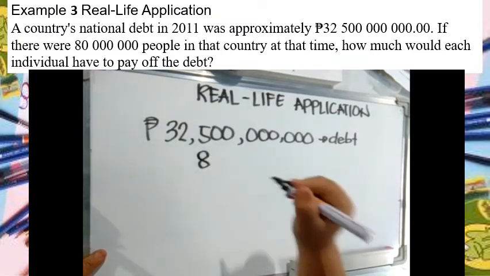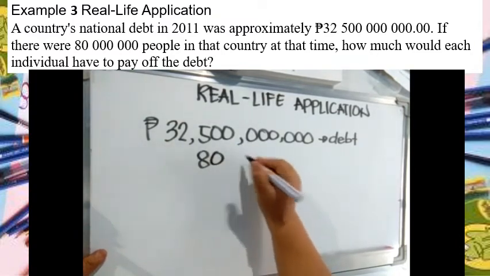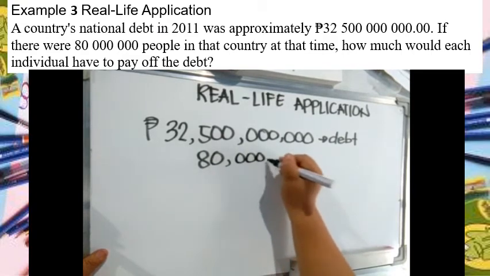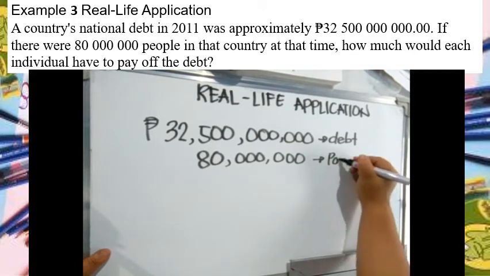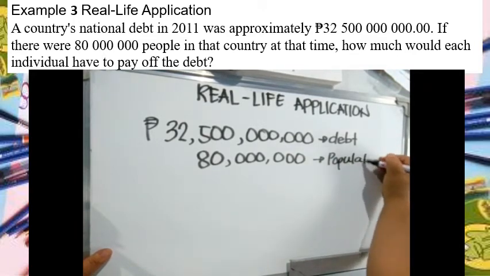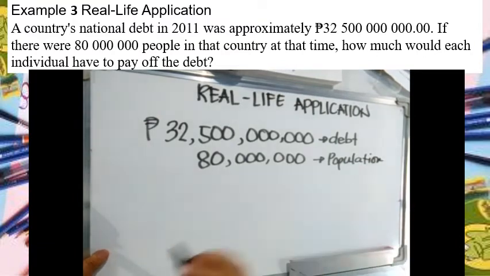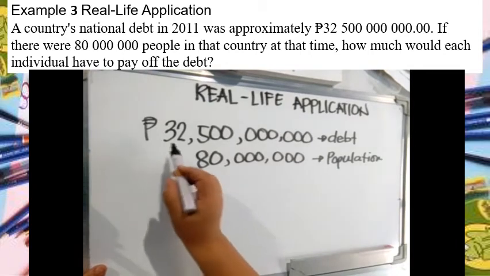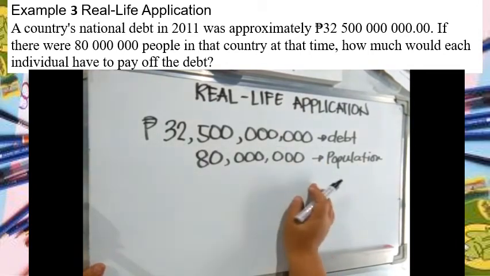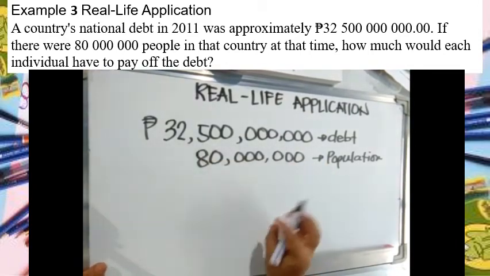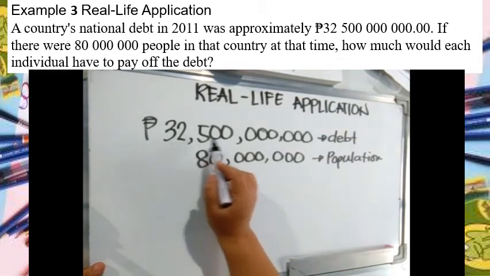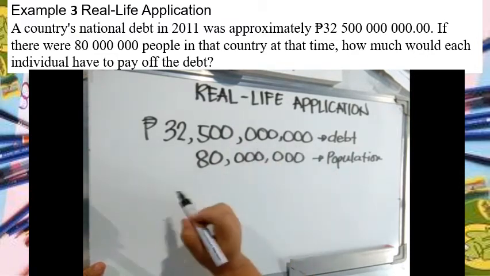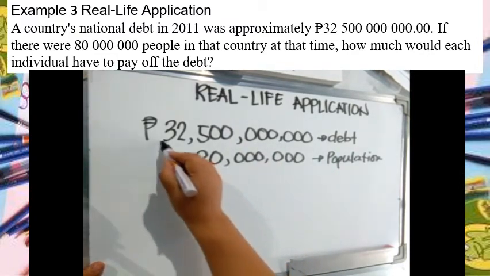So, pila ka tawo daan ang country? It is 80 million. Okay? This is the people or the population in that certain country. Okay? Next thing to do is, di ba, broad kayo ni siya nga number, dako kayo siya. Let us rewrite this into scientific notation. So, how to rewrite 32,500,000,000 in scientific notation?